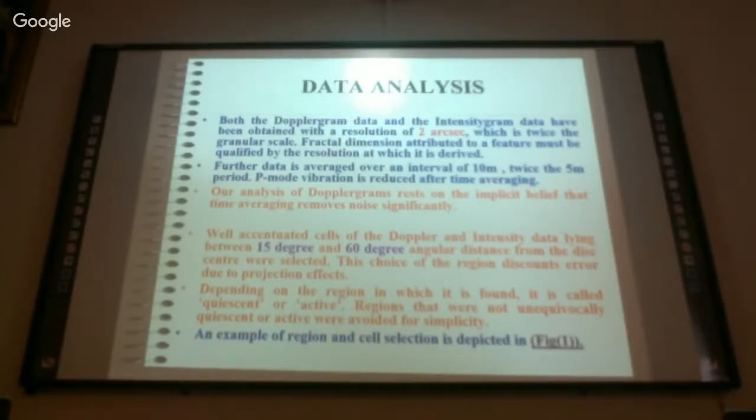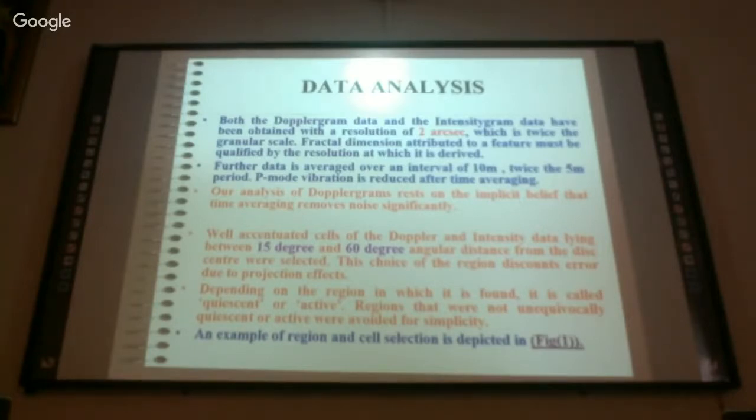And well-accentuated cells of the Dopplergram and intensity data lying between 15° and 60° are selected. The choice of the data discounts error due to projection effects. That is the reason we have chosen this particular region of the cells, between 15° and 60°, so that the projection effects are completely avoided. Also, we have done the correction for Doppler shift using a particular software program. So these are the precautionary measures which are taken before any analysis is carried out.